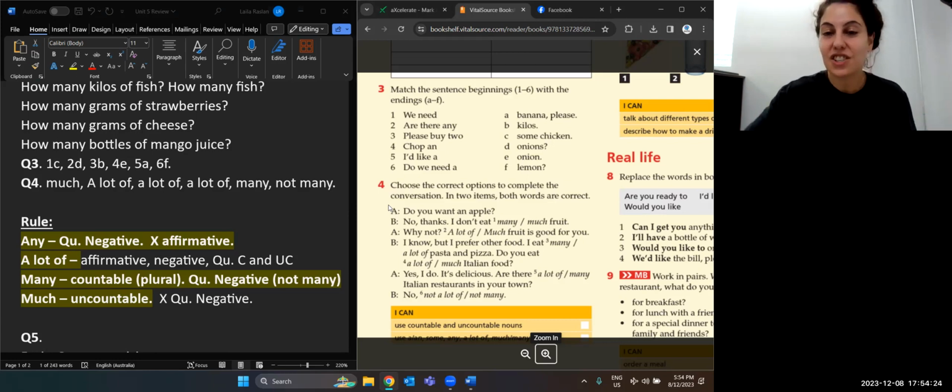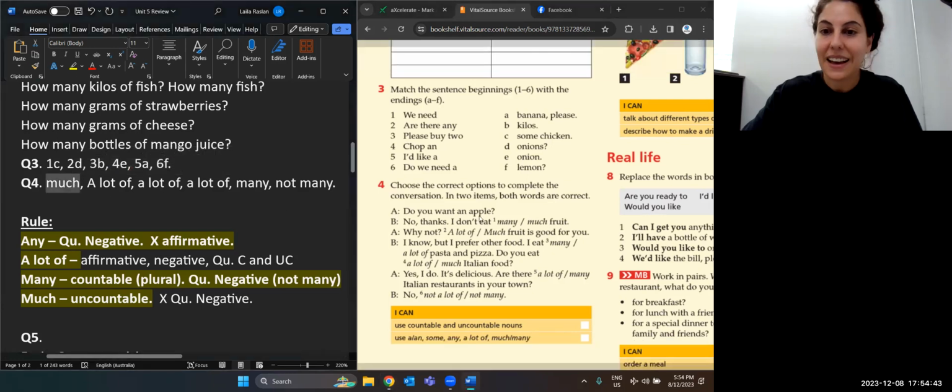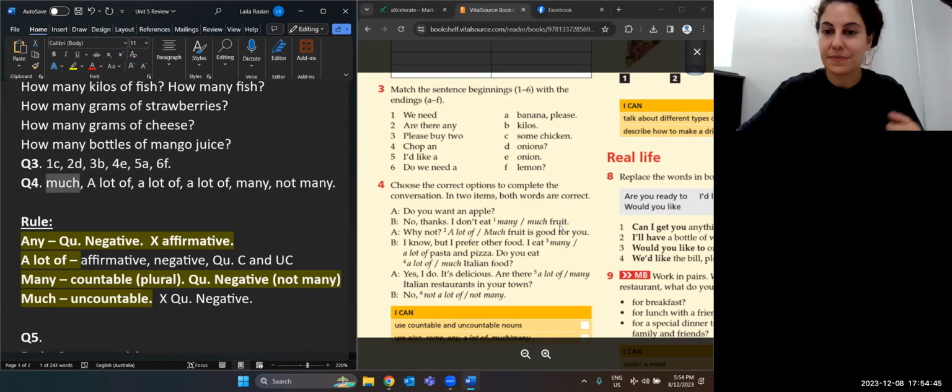Yeah, and so pronunciation, because it's a short word, we need to make it an. Do you want an apple? Yeah. No, I don't eat much fruit. Yeah, I don't eat much fruit. Why not?